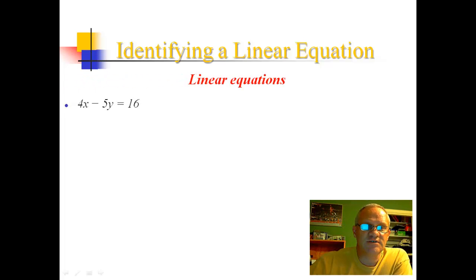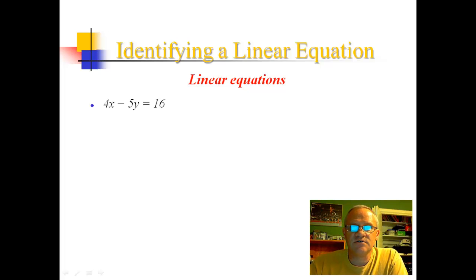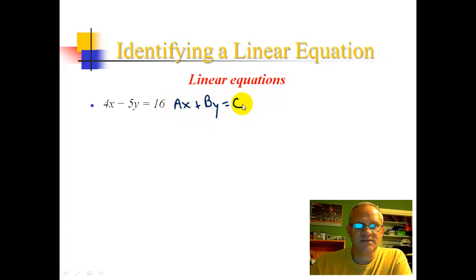Linear equations. These are some things that are considered linear. First of all, 4x minus 5y equals 16. Basically, what we just talked about was this is in standard form. This is in ax plus by equals c. It's in that form. In this situation, 4 is a, negative 5 is b, and 16 is c.